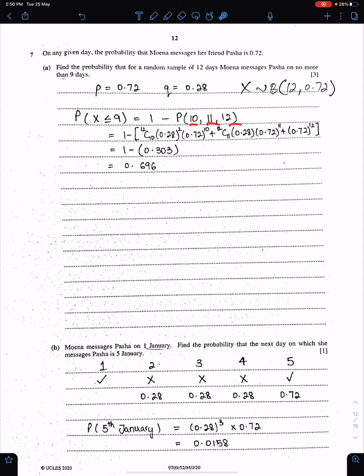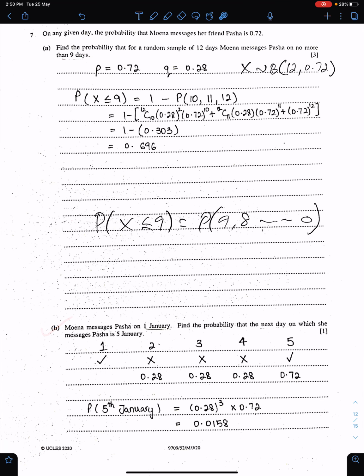So 10, 11, 12. Because if you do this question directly, you will need to find the probability of 9, 8 till 0. So you need to consider those numbers here which are not in this list. So 10, 11, 12 are not in this list. And you just need to use the formula of binomial distribution. This is the answer up to 3 significant figures.